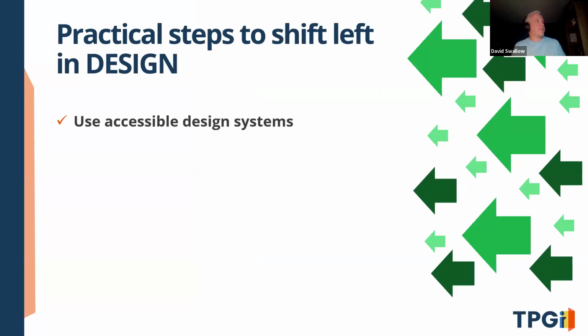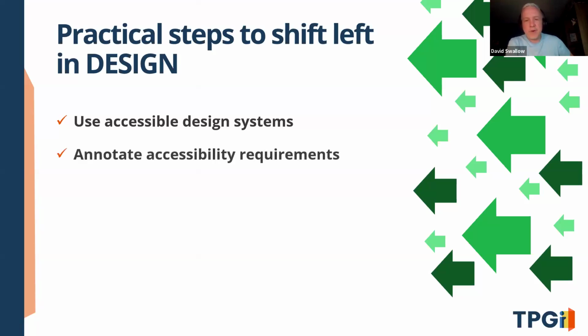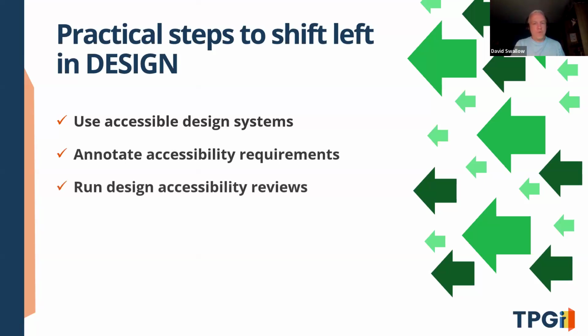Here are some practical steps to shift left in design. So use accessible design systems. Ensure your design system adheres to accessibility standards. Annotate accessibility requirements. So document things like alt text, focus order, and keyboard navigation in design specs. Run design accessibility reviews. So include accessibility checks as part of your design review process.